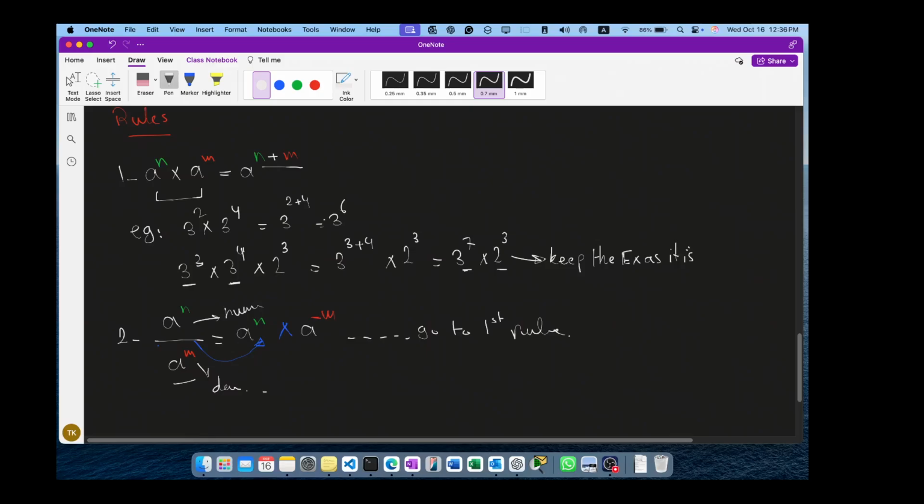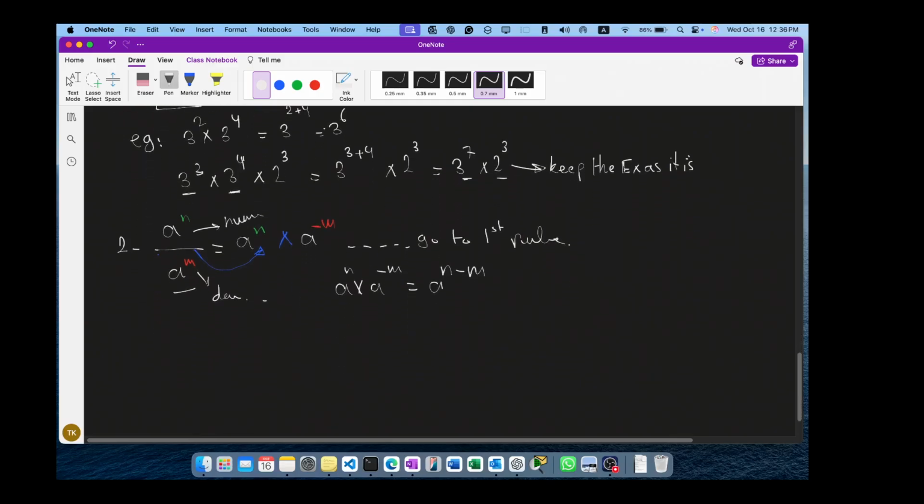So now I have a power n times a power minus m equals a power n minus m. And that's it. Let me give you an example. I have 4 power 2 over 4 power 3. Guys, pay attention. You cannot divide 4 over 4. Then we go to simplify this one.